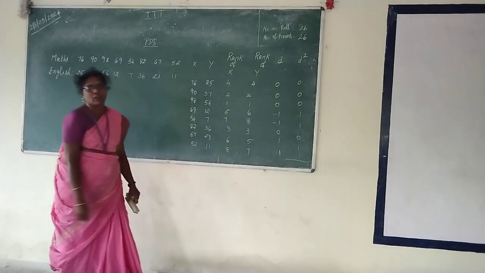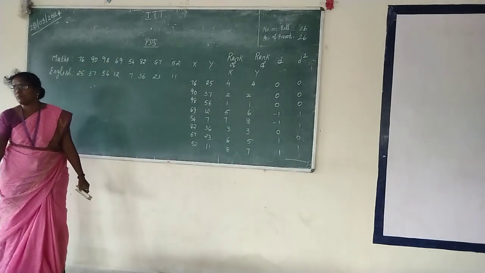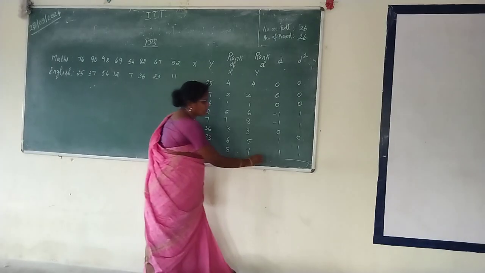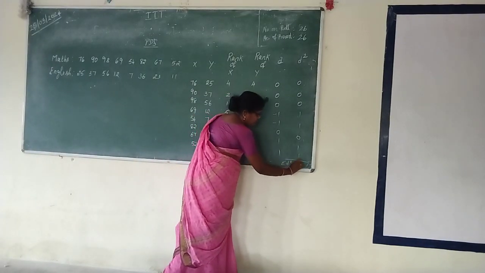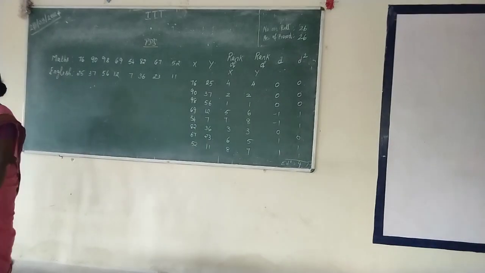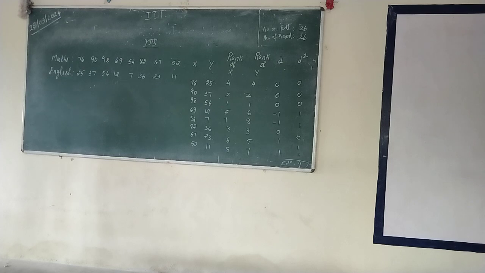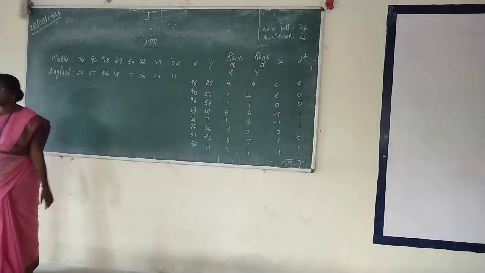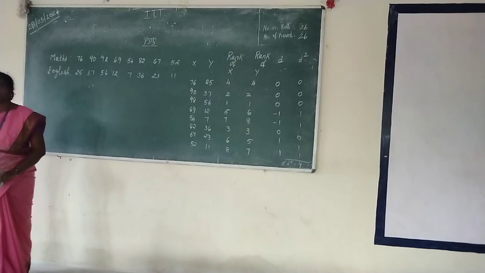Find summation of d square. We got what is summation of d square. All this topic should be a separate topic, right? Okay, that's how we got summation of d square. Now what we are going to do? We are going to substitute and find what is our r, the rank correlation coefficient.